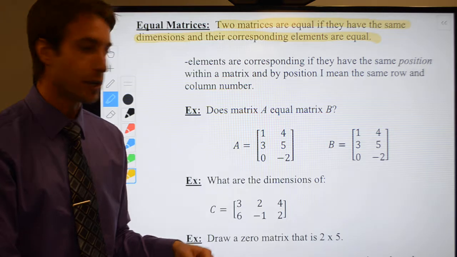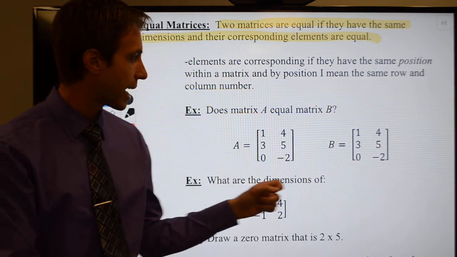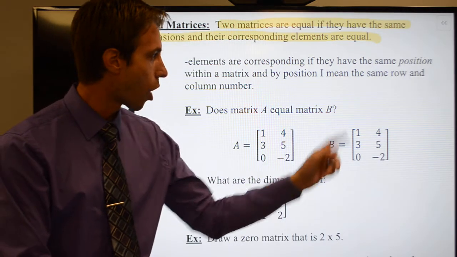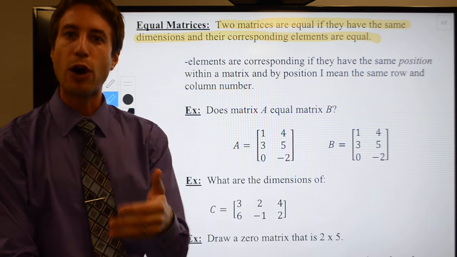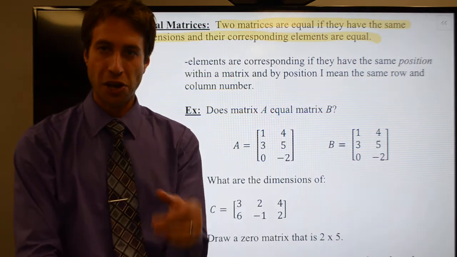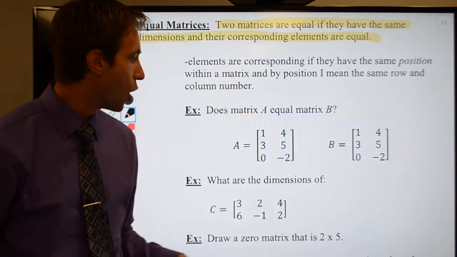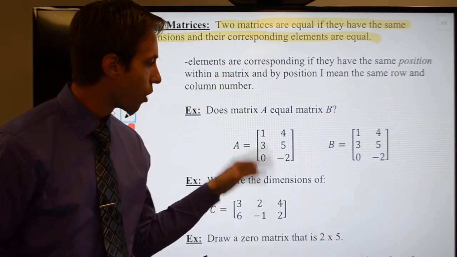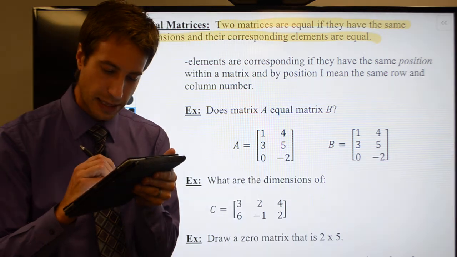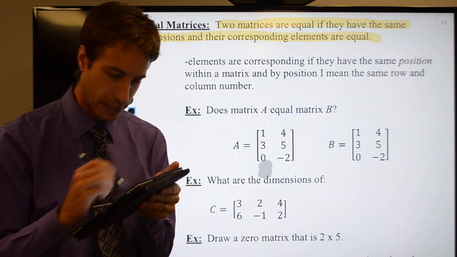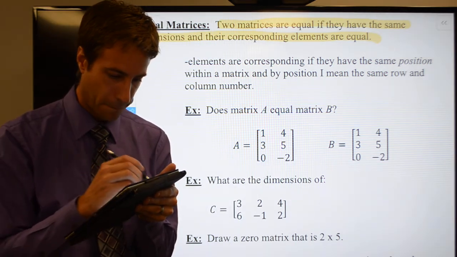So here's what I've given you. I have given you matrix A and matrix B, and I want to know, are these matrices equal? Well, you've got to do a couple of things. First, you have to determine, are the dimensions the same? It looks like I have 3 rows and 2 columns, which means that this is a 3, oh, sorry, hold up, that's my highlighter, I apologize.